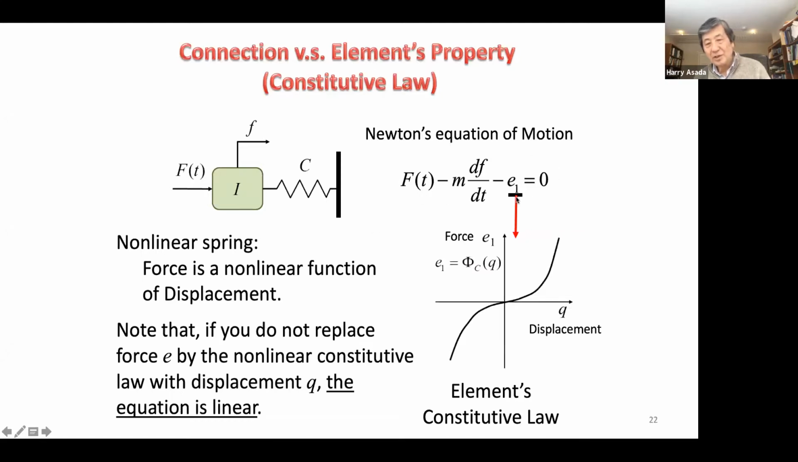E1 is the voltage or force coming from one element, in this case, nonlinear spring C. Now, this E1 is output from this spring, so it comes to that one junction. Behind this, E1 is connected to a displacement, and the relationship may be nonlinear, right? But if you do not replace E1 by Q, which is a nonlinear function, the original equation is basically linear because it's something summing to zero, right?